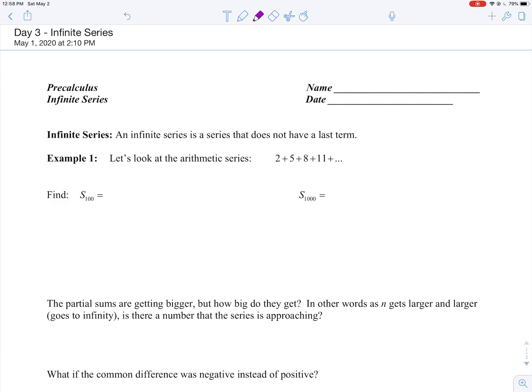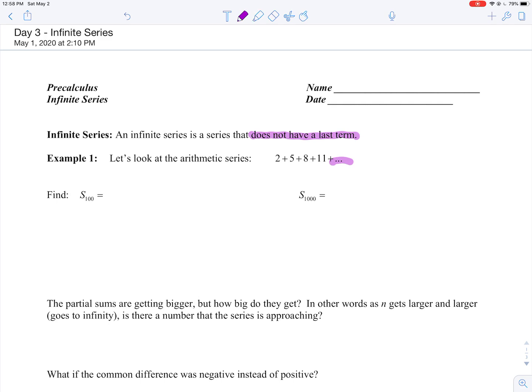Mr. Murphy spoke to you about finite series last class. We're going to build off of that. We're going to be using similar formulas, but there are going to be new conclusions. The main thing is, an infinite series is not going to have a last term. So in our examples, we're going to see a dot, dot, dot.